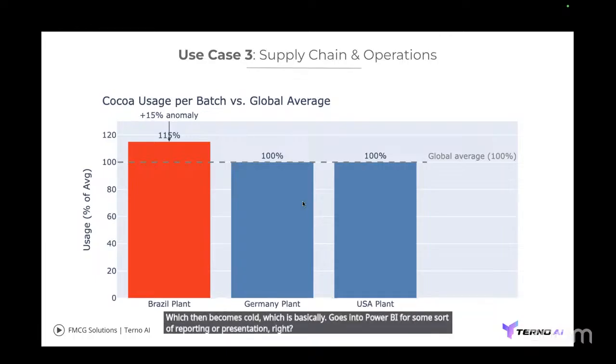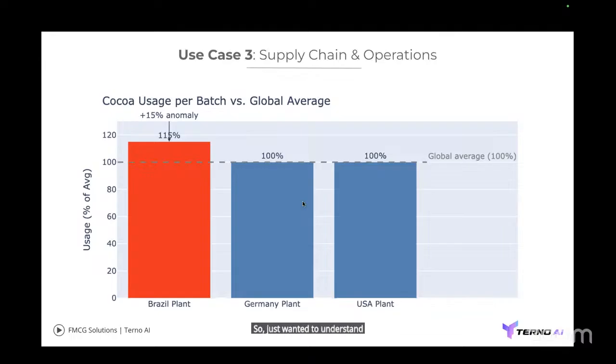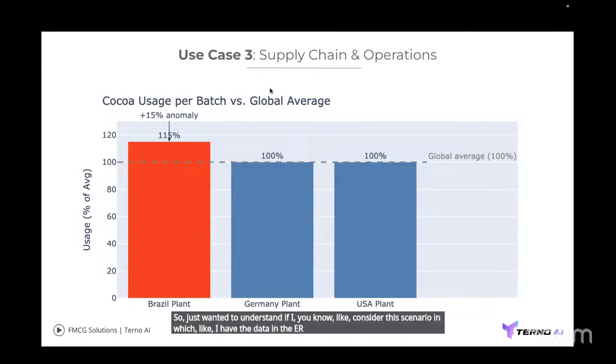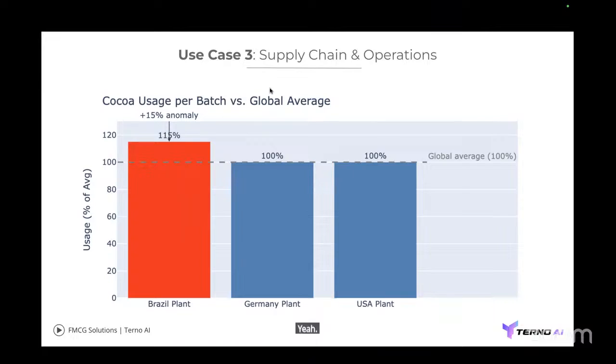So I just wanted to understand, if I consider this scenario in which I have the data in the ERP systems, and the data is being fed sometimes from a live stream, or in batches on an overnight run, how does Terno handle those kinds of situations?